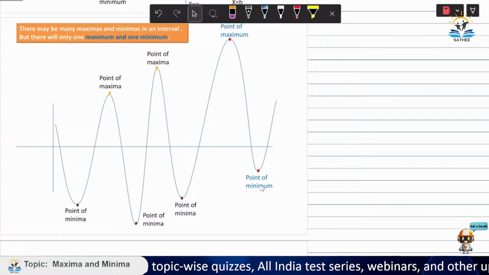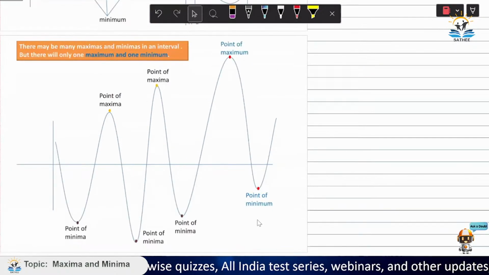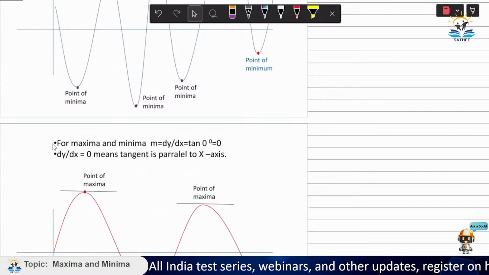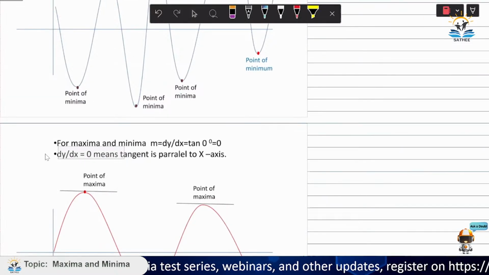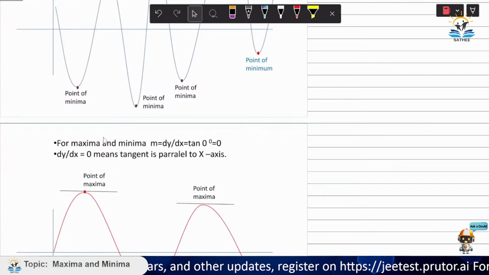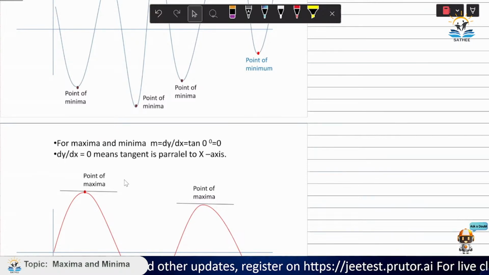I'm not sure if it's true or not, but we'll see. Maxima is true, but minimum is not. So we'll see what is the point of discussion here. Again, the condition for a maxima and minima is that m equals dy by dx equals tan theta equals zero, that is, the slope of the graph at that point is zero, right?